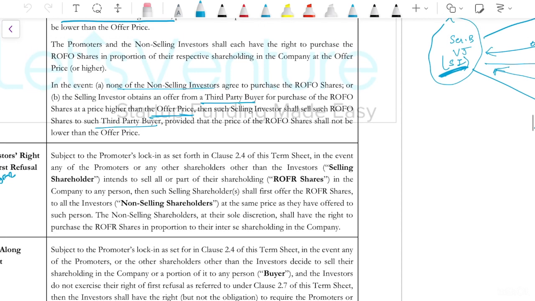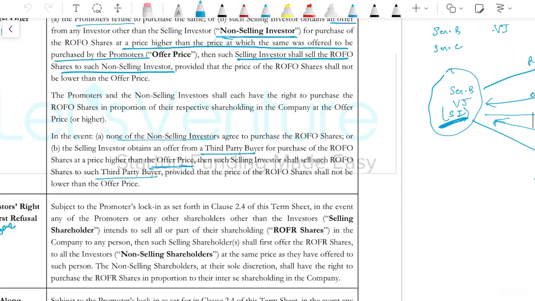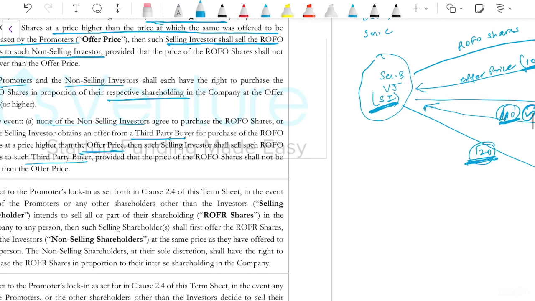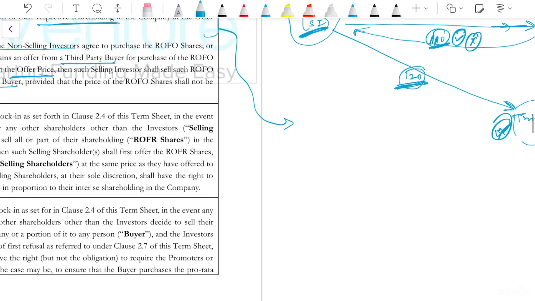Got it? So broadly, this is what ROFO is. And lastly, this clause states that the promoters and the non-selling investors shall have a right to purchase the ROFO shares in proportion to their respective shareholding. Which means, let's imagine this also. Let's say the current cap table of the company looks like this: the promoter has a 50% stake, the selling investor has a 20% stake, and the non-selling investor has a 30% stake.